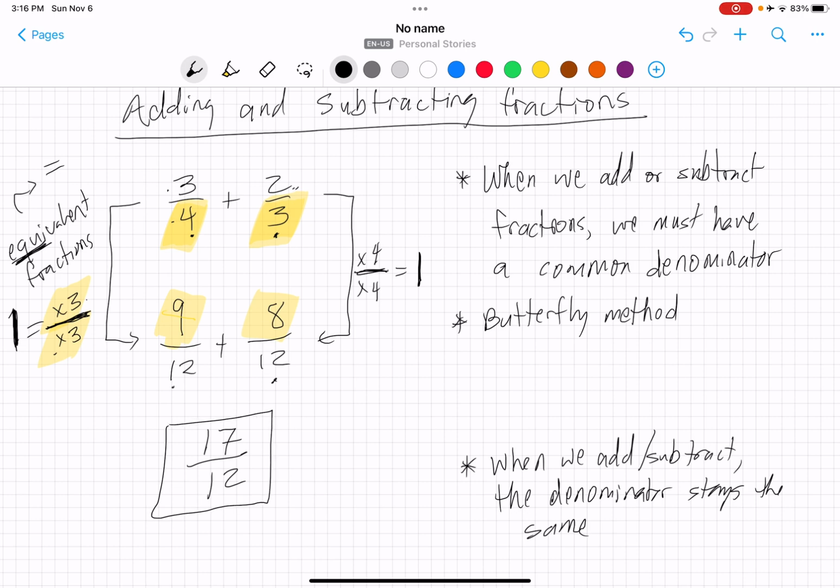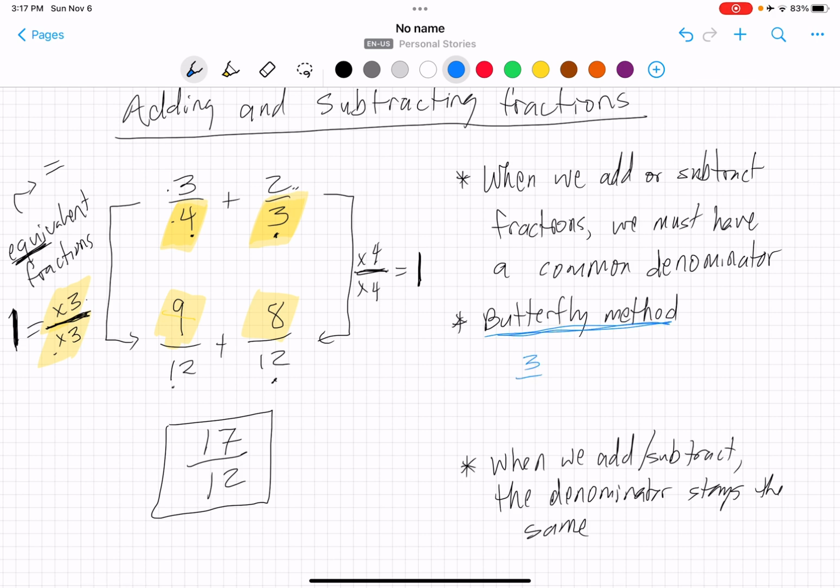We'll focus on converting these. This is what we'd call an improper fraction because the numerator is bigger than the denominator. But we'll be working on converting these in our later classes. To go back, I wanted to just show you the butterfly method because we kind of skipped over that really quick.